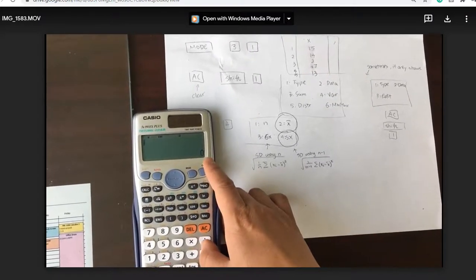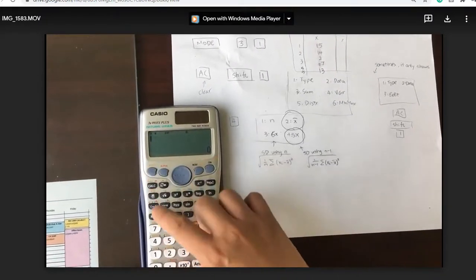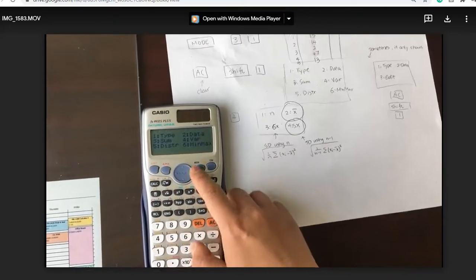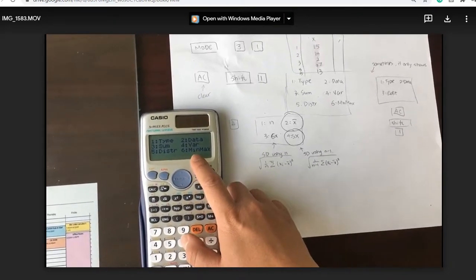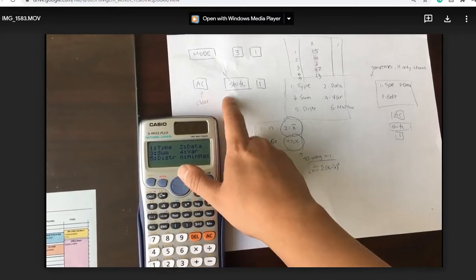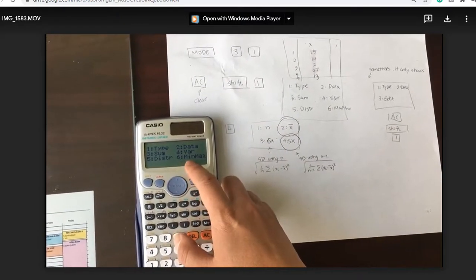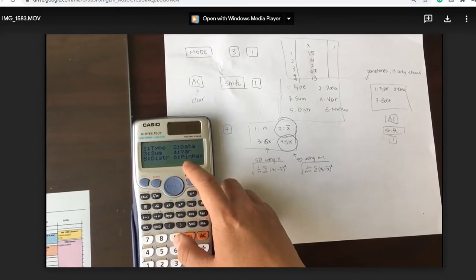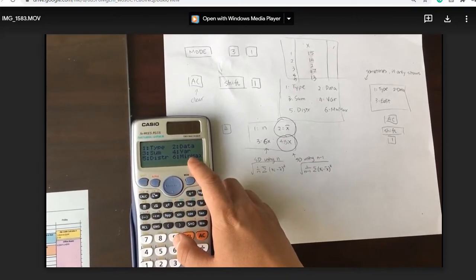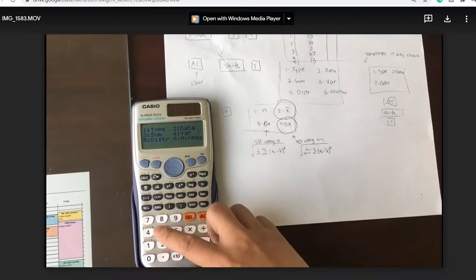So go back to this page and then press shift and 1. You see 6 options. So you have to press AC, then shift and 1. Then you can see the 6 options. To find the sample mean and standard deviation, you need to press 4.